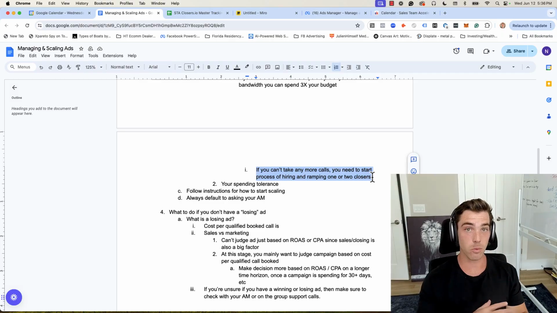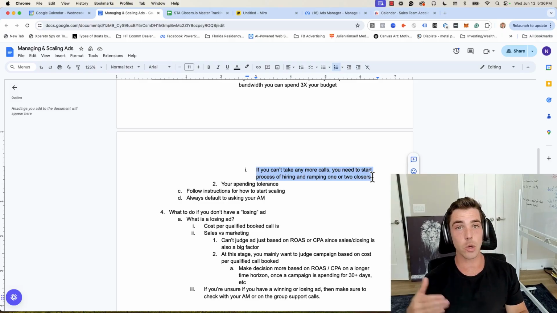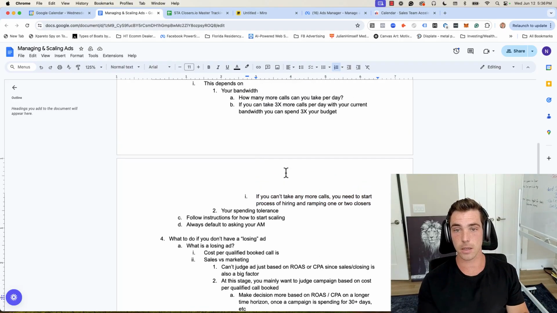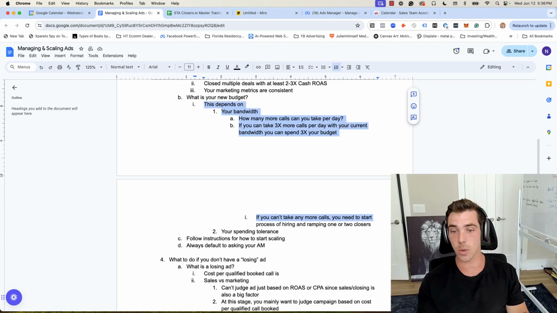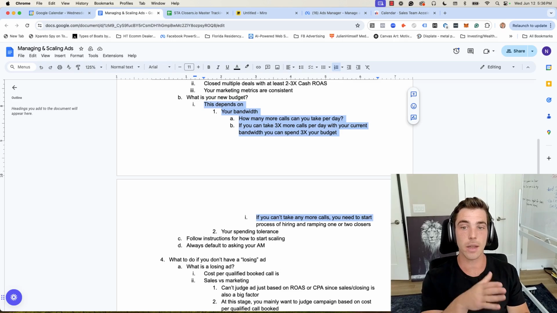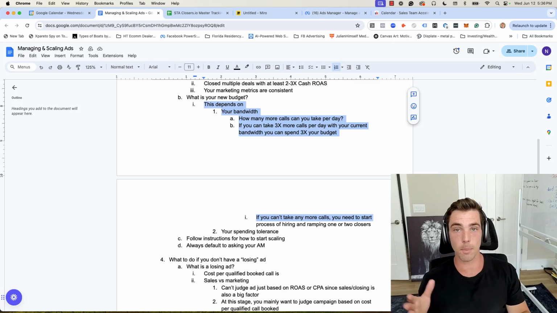You're probably going to have to ramp 1 or 2 closers so that you can scale ad spend so you can take more calls. Because right now, if you're maxed out, even at your low ad spend, then we can't scale ad spend. Okay, so it depends on that situation. But again, if you have the ability to take more calls, then you're going to want to scale your spend depending on how much more bandwidth you have.